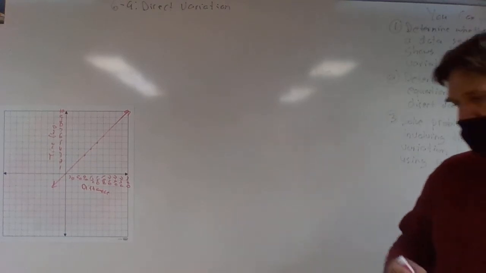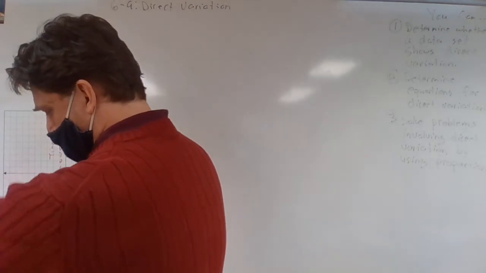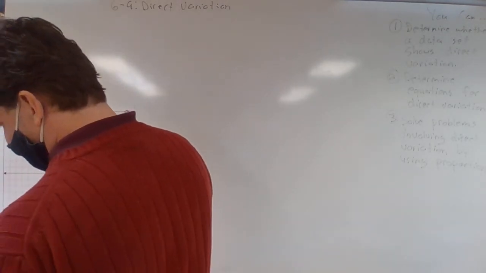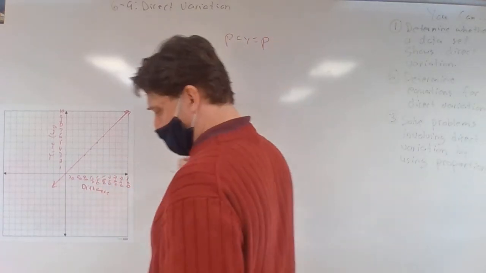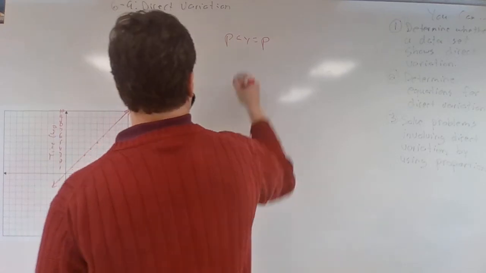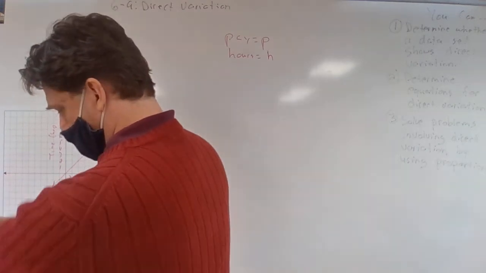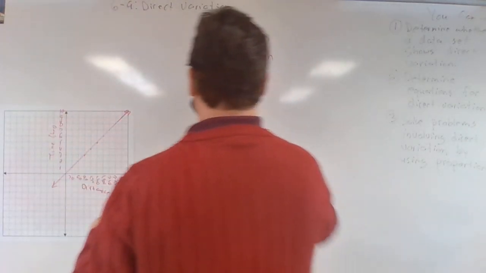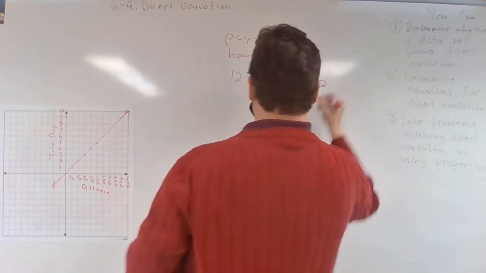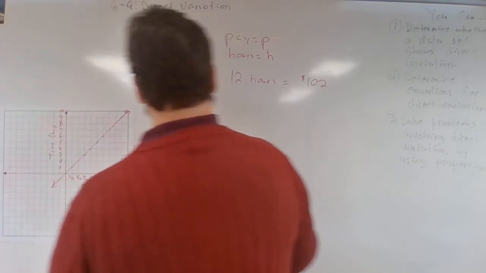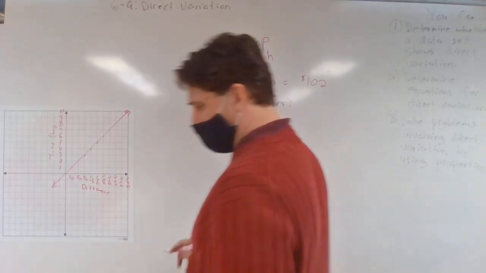Okay. So how is this going to work? Let's do this here. Let's say somebody's pay, we're going to call pay P, right? And we're going to call the number of hours you work H. So let's say in 12 hours, you make 102 bucks. Now the question is, how much do you make in 37 hours?